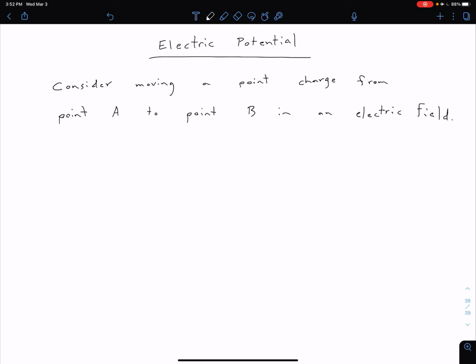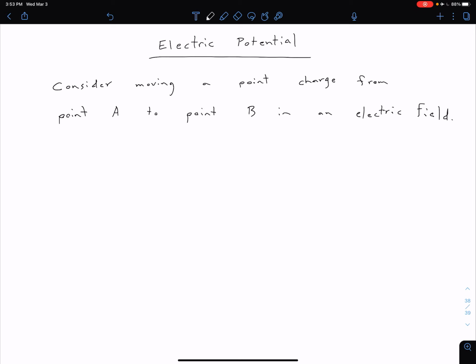Over the next several videos, we're going to be talking about electric potential and relating it to our various quantities that we've already discussed, such as force and electric field. We're going to come up with several different equations, and which one you use is going to depend on what information is available and the particular problem. So definitely pay close attention as we're looking at all of these different forms.